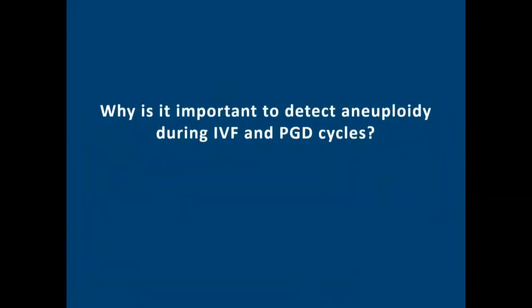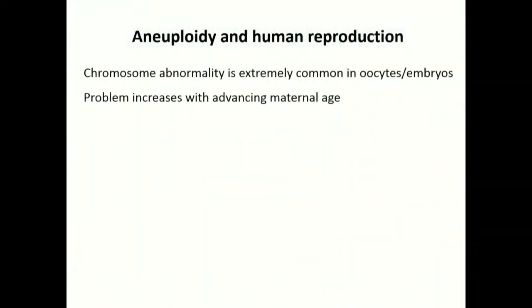I'll just say a few words about why it's important to detect aneuploidy in IVF and PGD cycles. And really it all comes down to the fact that in human embryos, perhaps more than any other species, chromosome abnormalities are extremely common. Of course, they're extremely common in our eggs, that's where most of them are coming from, and therefore in the embryos too. And of course, it's a problem that increases greatly with advancing maternal age.